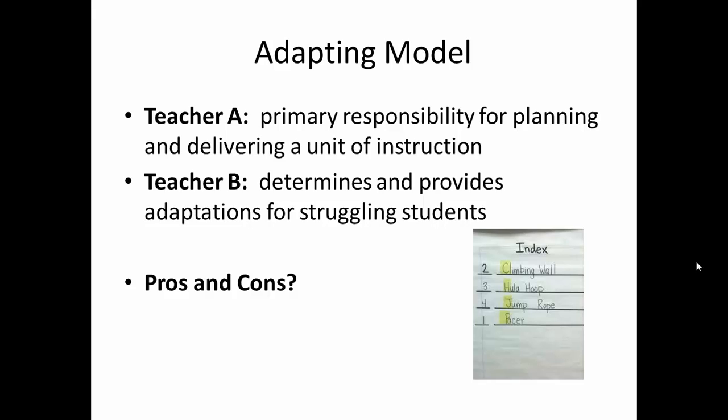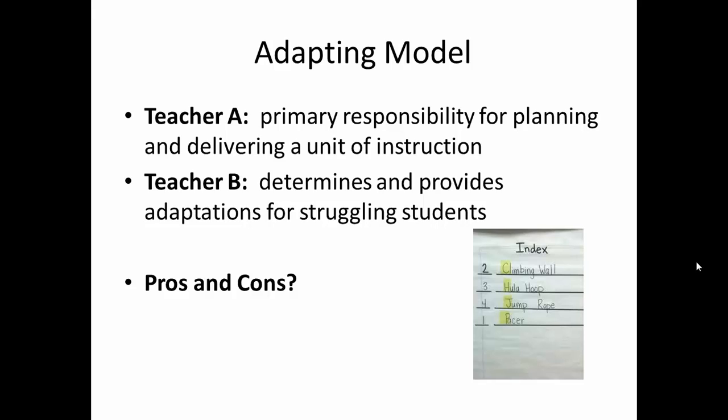Adapting model. In the adapting model, teacher A has the primary responsibility for planning and delivering a unit of instruction, and teacher B determines and provides adaptations for the struggling students. The adapting model is one of the most common models in use today.